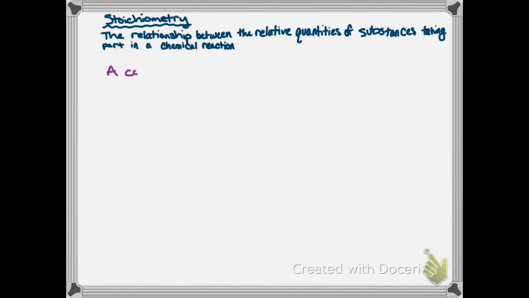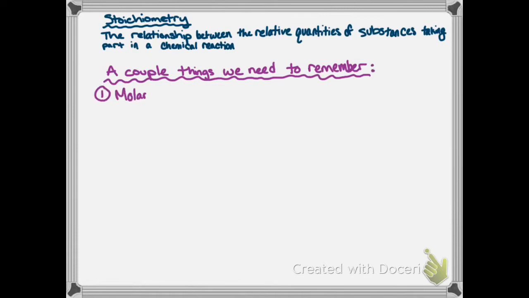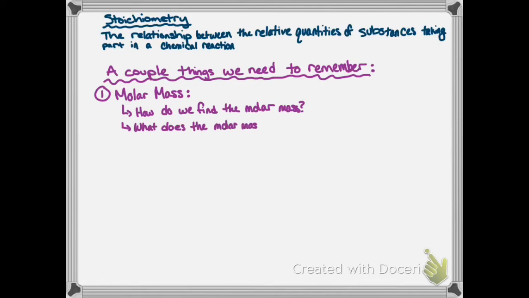There are a couple of things we probably want to remember when we're talking about stoichiometry. One is the molar mass, and with the molar mass we want to remember two things. The first is, how do we find the molar mass? Can you guys tell me how we find the molar mass? That's right. We find our molar mass on the periodic table. Each element has its molar mass at the bottom of the element symbol. The second thing is, what does this molar mass really tell us?